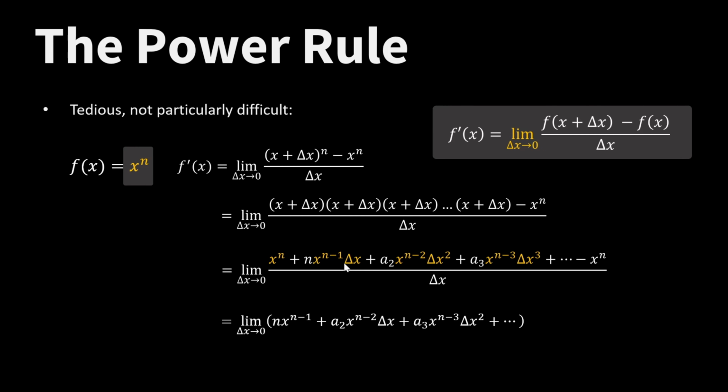For this term, delta x cancels. All the other terms still contain delta x. This means when we go with delta x to 0, we end up with this term alone, which is n times x to the power of n minus 1. Now we have a very simple result. The derivative of x to the power of n is n times x to the power of n minus 1.